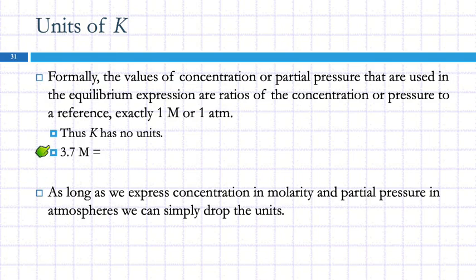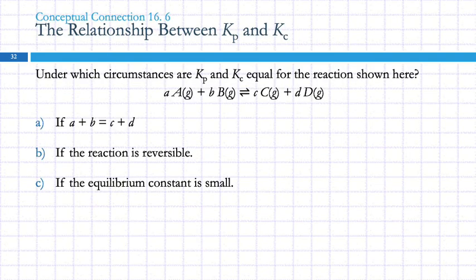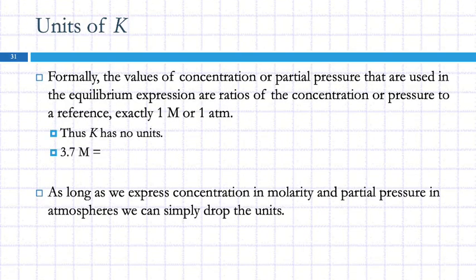So in the expression, when we want to use 3.7 molar, what we're really putting in there, what we're really using is 3.7 molar over 1 molar. This is a reference value. And so then the units cancel out for all of the terms in that expression.